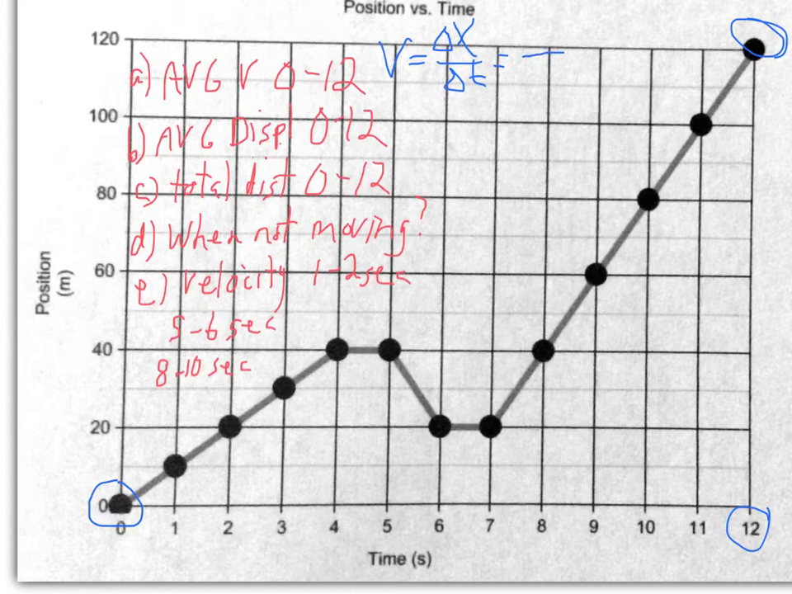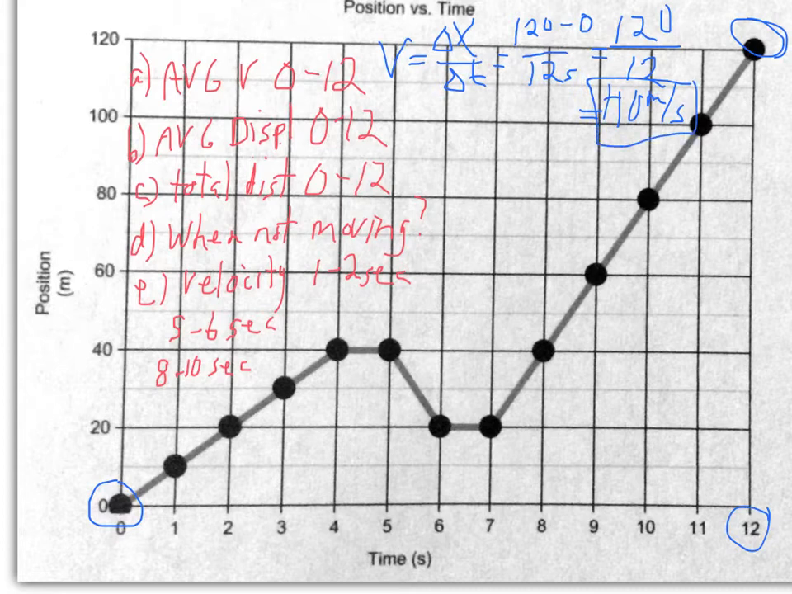Well, we know it was a total of 12 seconds. And what is his displacement? Well, his final position is 120, and his initial position is 0. So 120 divided by 12. And of course, that answer is going to be 10 meters per second. And they don't really give us a direction. I'm just going to say it's positive. So positive 10 meters per second is the answer to A.